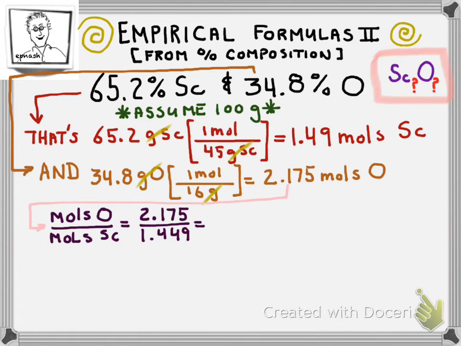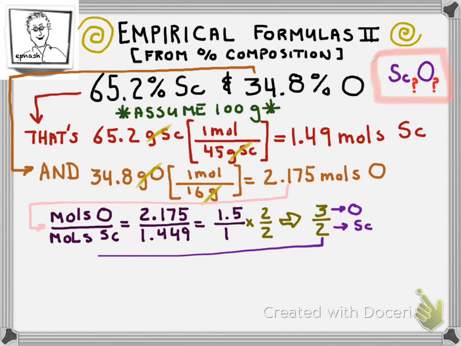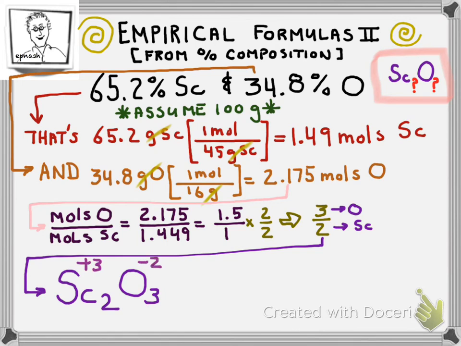Now, you can't really have 1.5 oxygen atoms for every one scandium, so we need to turn this into a reasonable whole number ratio. We're going to do that by multiplying the top and bottom of that fraction by 2. This gives us a whole number fraction of 3 to 2. It's important to keep track of what element's what. The 3 here refers to the oxygen, and the 2 refers to the scandium. That means the empirical formula of this compound is Sc2O3.